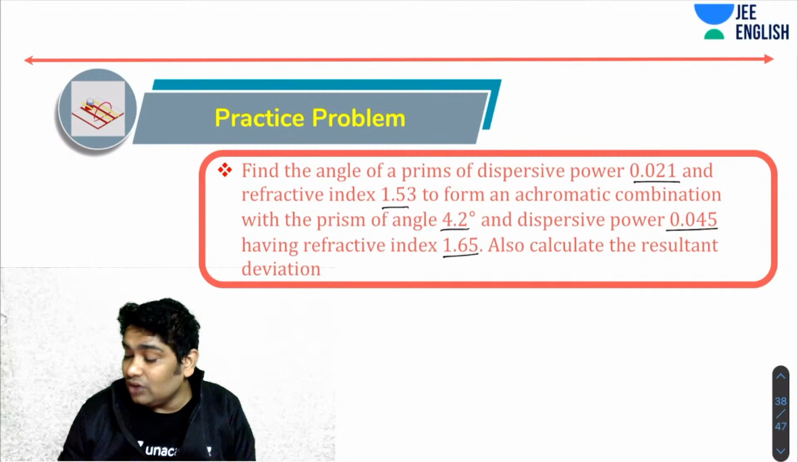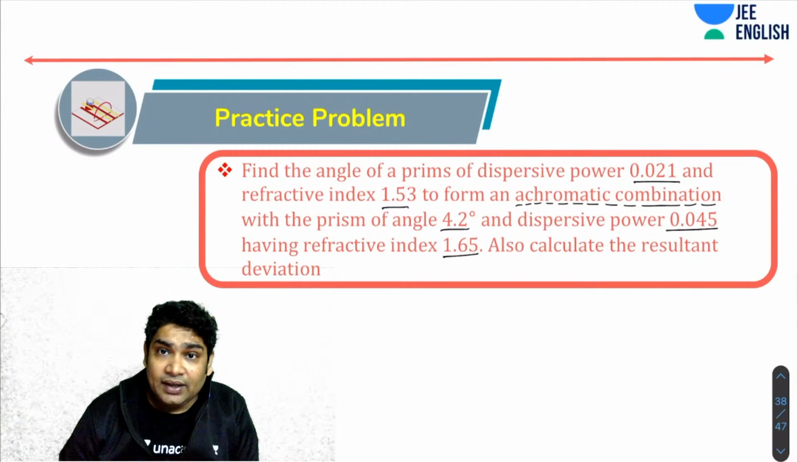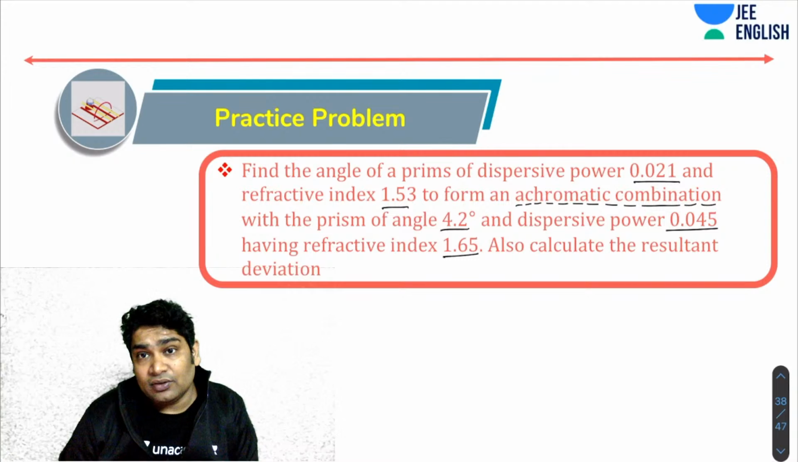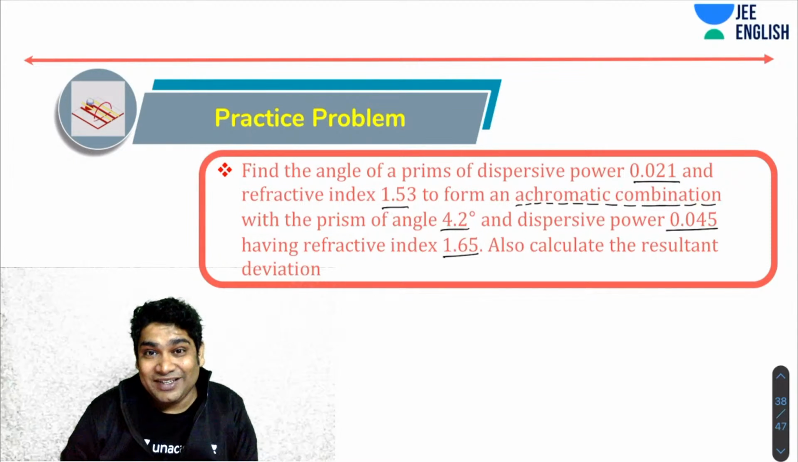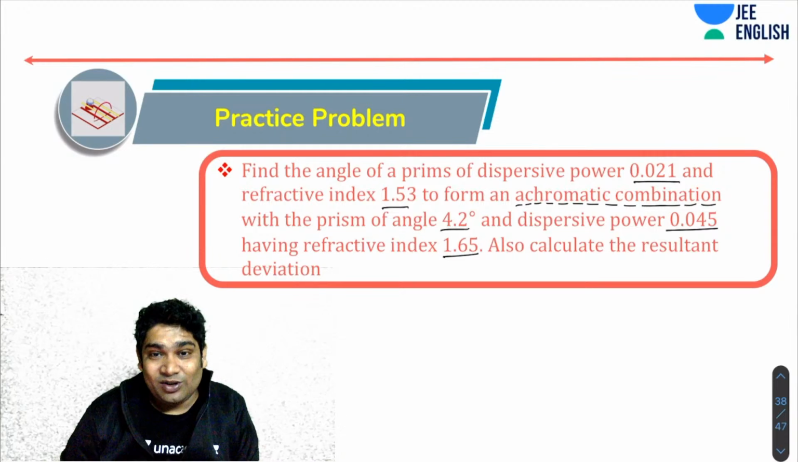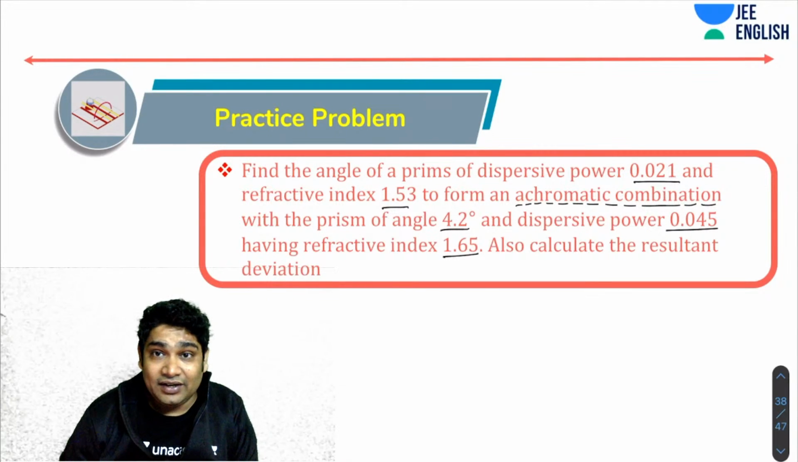So whenever you are told achromatic combination, achromatic means that the dispersion should be zero. The deviation should not depend on the color. Chroma means color, so achromatic means independent of color. Achromatic combination means you don't want any dispersion. So there can be deviation but no dispersion. Also calculate the resultant deviation.